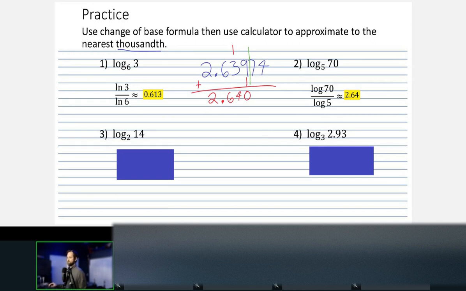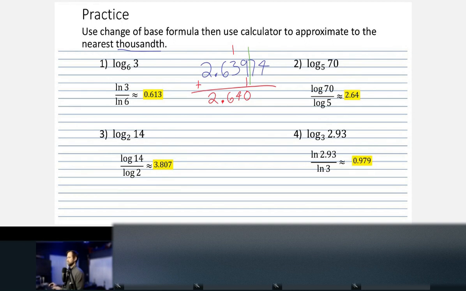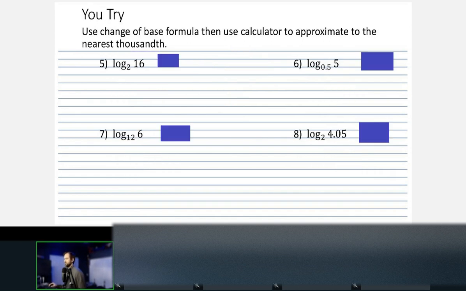What's the answer to number 3? 3.807. Yep. And the second one? 0.979. I agree. All right, then our last page is this one. I have 4 more, so quickly do these 4 and then give me a green check when you finish all 4. We'll stop right here.